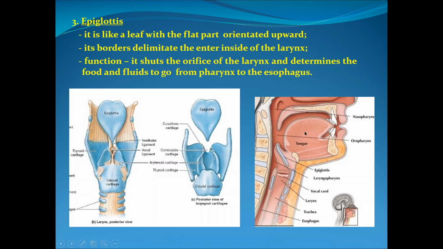So the food from the mouth passes to the pharynx, the second part of the pharynx, third part of the pharynx, and then to the esophagus. Okay, so this orifice or the entry into the larynx is the aditus laryngis.